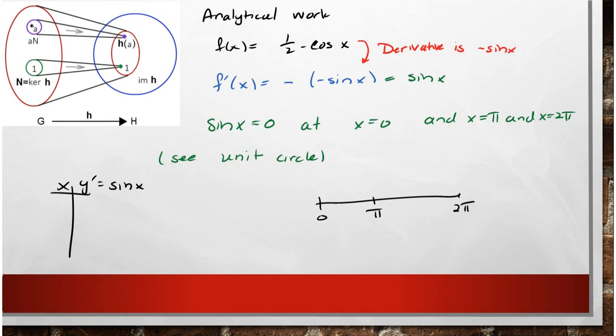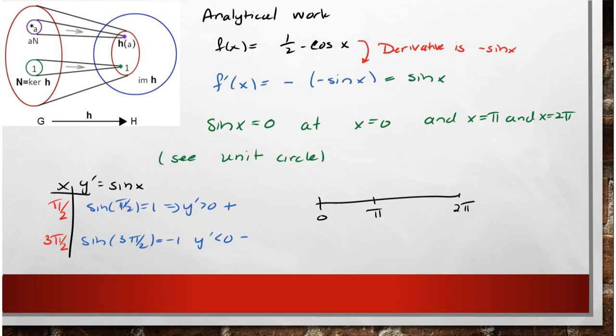I label them on here, 0, pi, and 2 pi. I need values in between those points to find the sign of the derivative. I already know the answer. That's on my other slide. When you're writing on your page, you already can see the answer sitting in front of you. So I put pi over 2 and 3 pi over 2 in here. Crunch it on your calculator. Remember to put your calculator in radian mode.